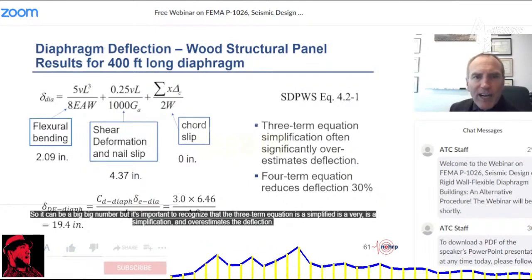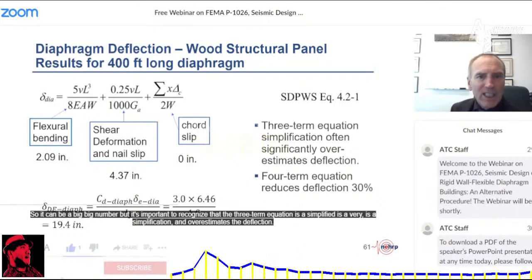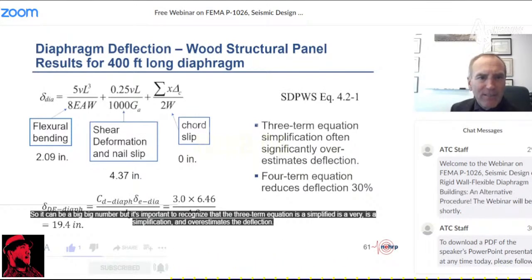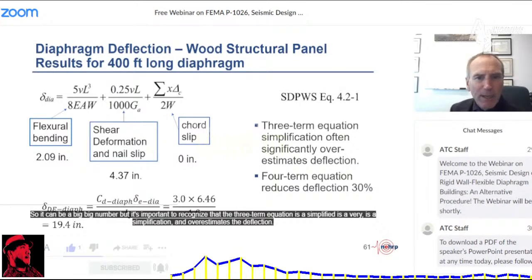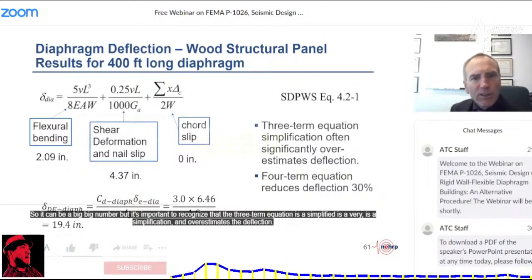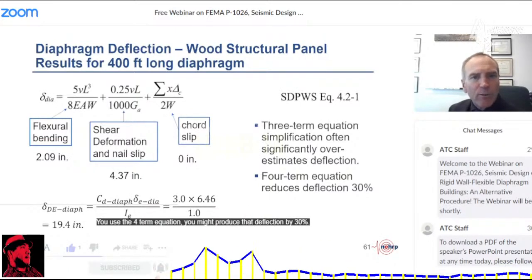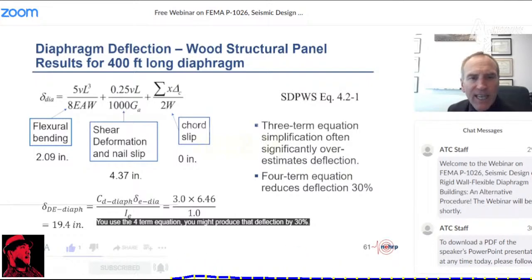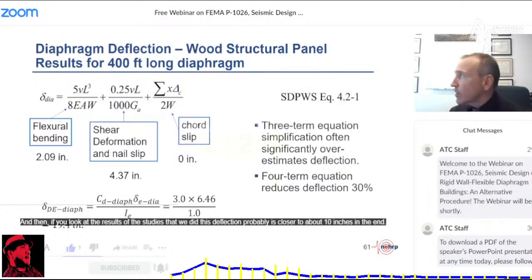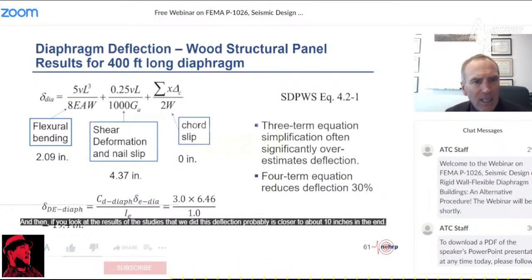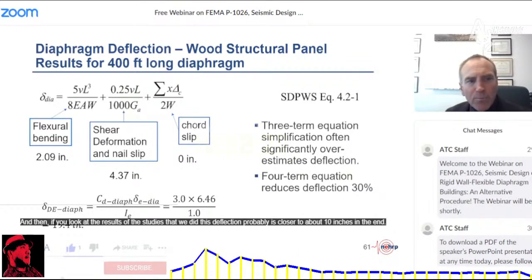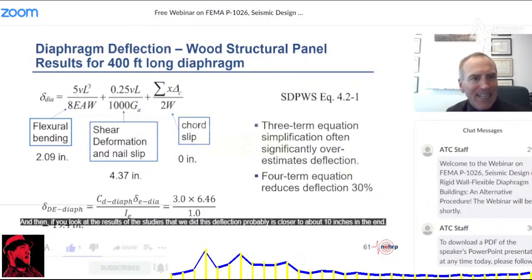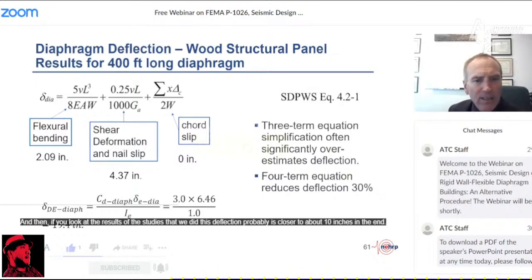But it's important to recognize that the three-term equation is a simplification and overestimates the deflection. If you use the four-term equation, you might reduce that deflection by 30%. And then if you look at the results of the studies that we did, this deflection probably is closer to about 10 inches in the end.